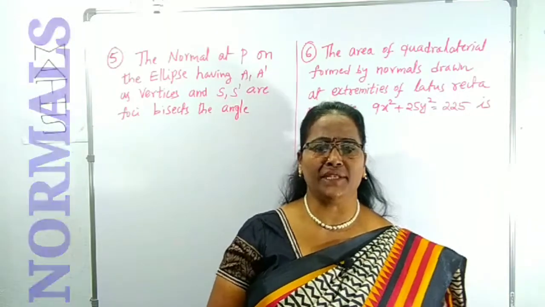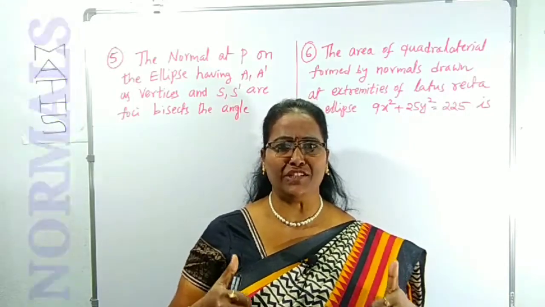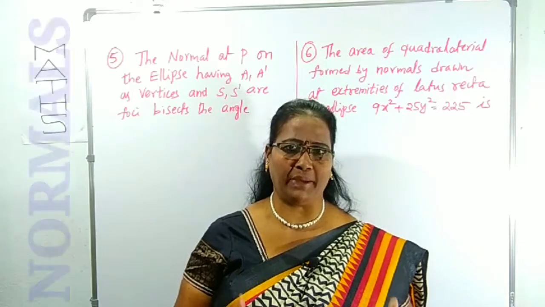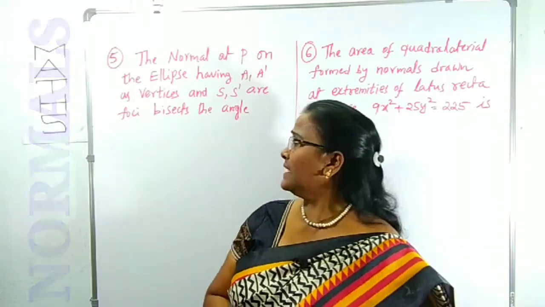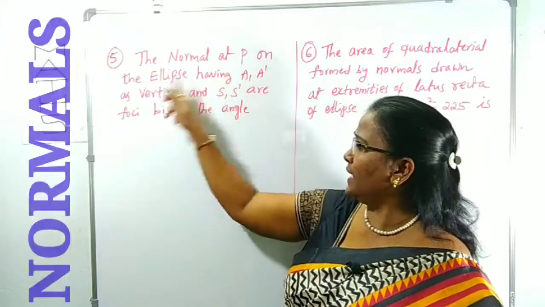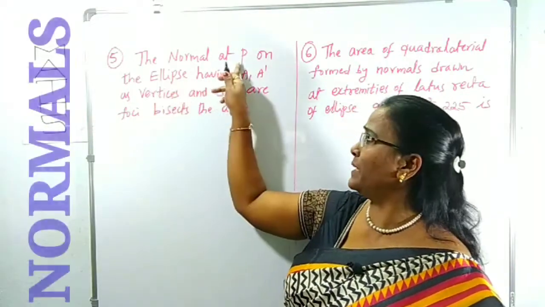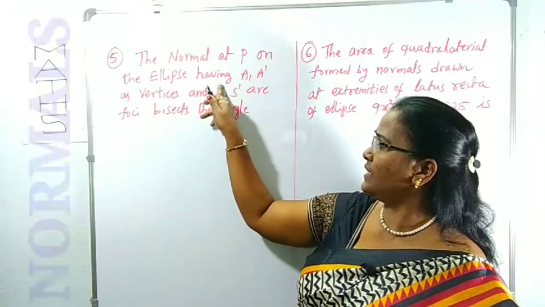Okay, I said to you this lecture is entirely equations of normals and their properties and applications. Now question number 5, I am reading: the normal at the point P on the ellipse, what are they having?